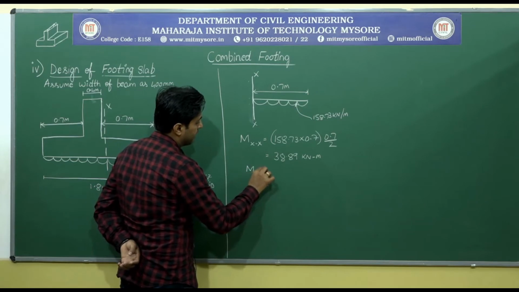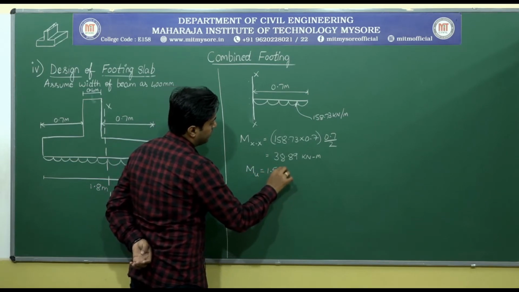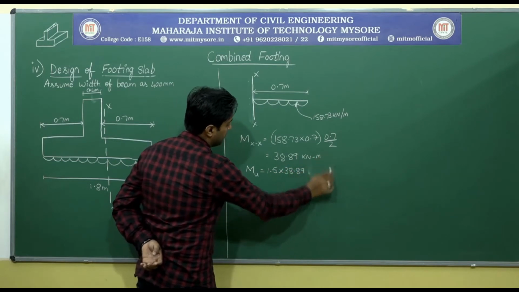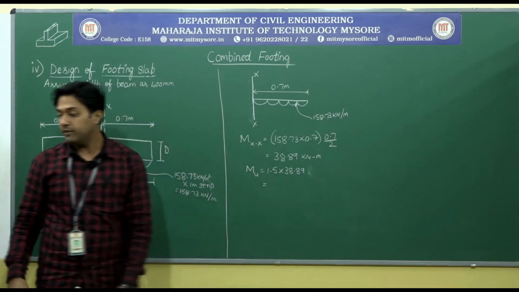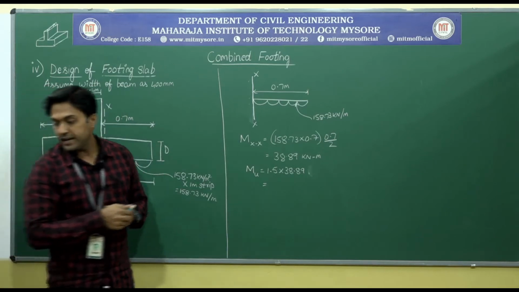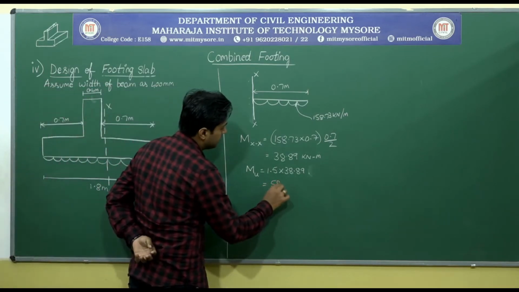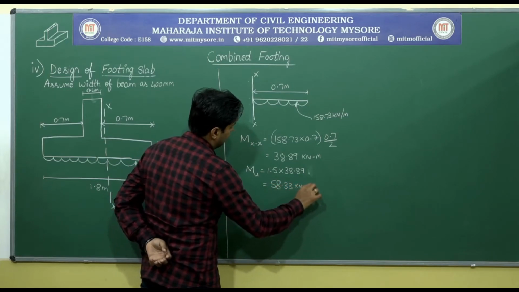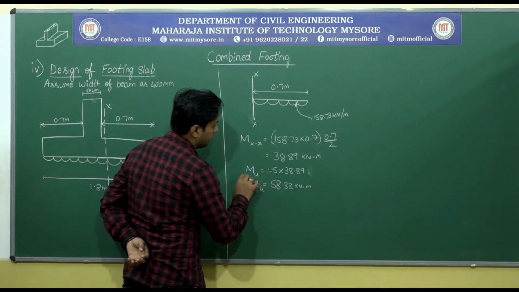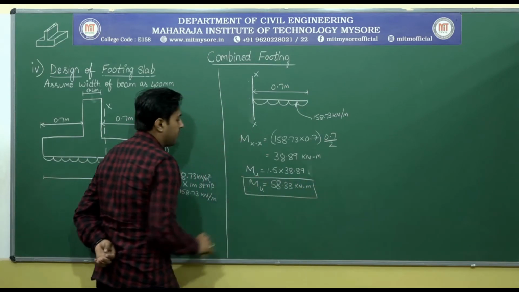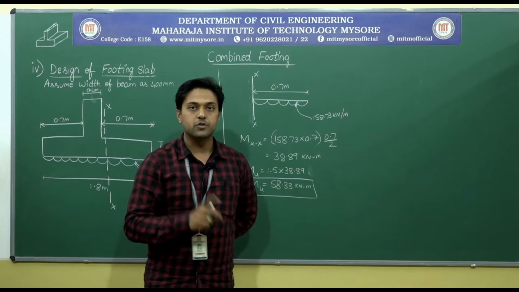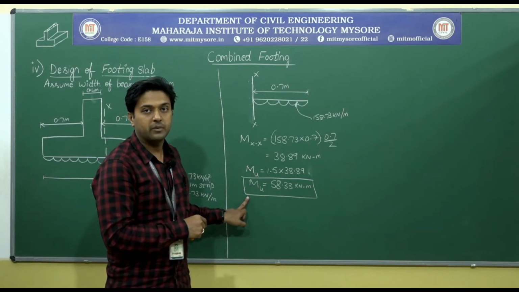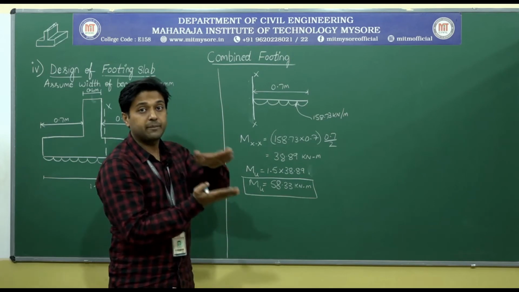Okay. Now as we are doing the design, I want the design moment. So it's 1.5 into 38.89 kilonewton meter. So if I multiply that, the final value that I am getting is 58.33 kilonewton meter. So we have calculated the bending moment. Okay. So now this is the moment that is coming on the footing. So for this, what is the depth I need to provide?